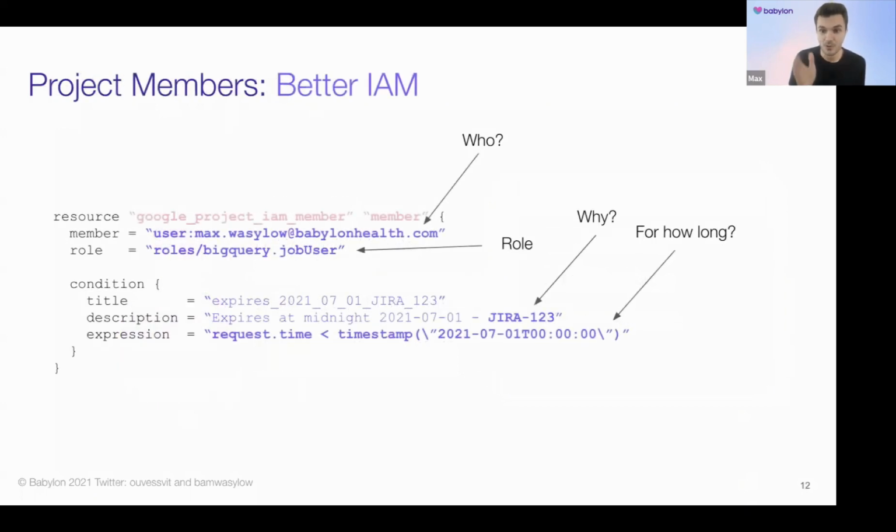And with that, I'm going to start talking about the kind of real life examples. What you see in front of you, maybe you recognize, is a very simplified way of defining the Terraform resource. This particular one is a Google project IAM member, which basically gives the member, the user Max Wasylow, which is me, a role BigQuery job user in a particular project that I didn't mention here because it's not necessary.